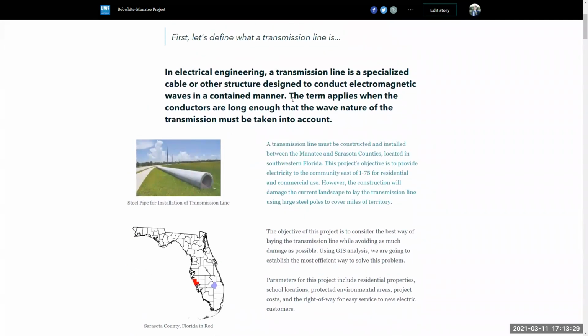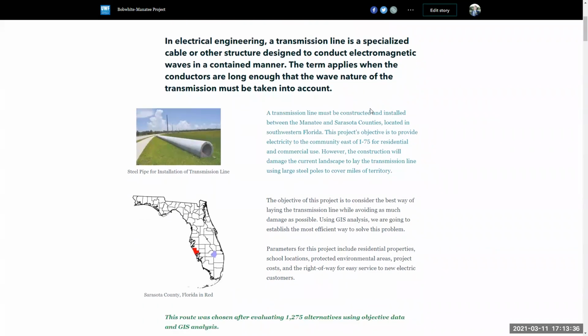Definition of a transmission line: it's a specialized cable or structure designed to conduct electromagnetic waves in a contained manner. Depicted on the left over here is a steel pipe for a transmission line. A transmission line essentially provides electricity, whether for commercial or residential use.